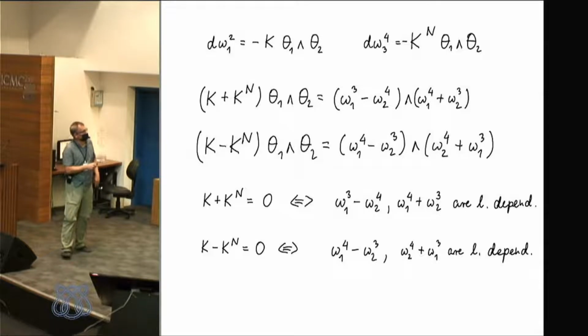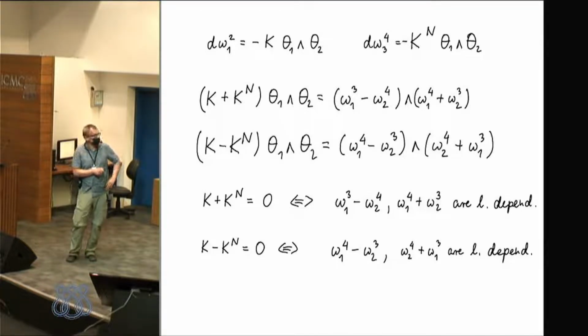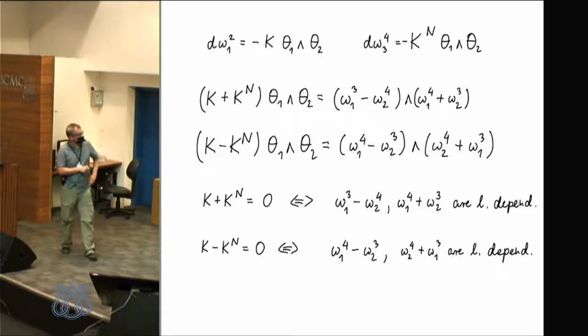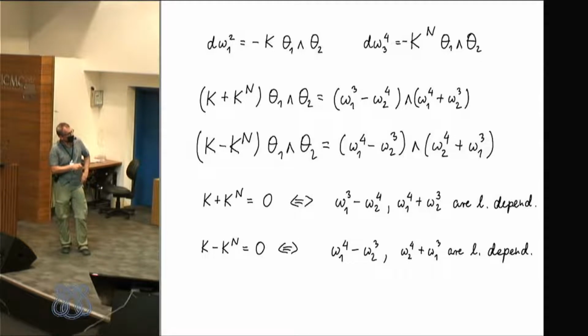So what do we know? We know that the Gaussian curvature plus the normal curvature is equal to 0 if and only if these two one-forms are linearly dependent. They are forms on M, on our surface. And if you subtract, Gaussian curvature minus normal curvature is equal to 0 if and only if these forms are linearly dependent.